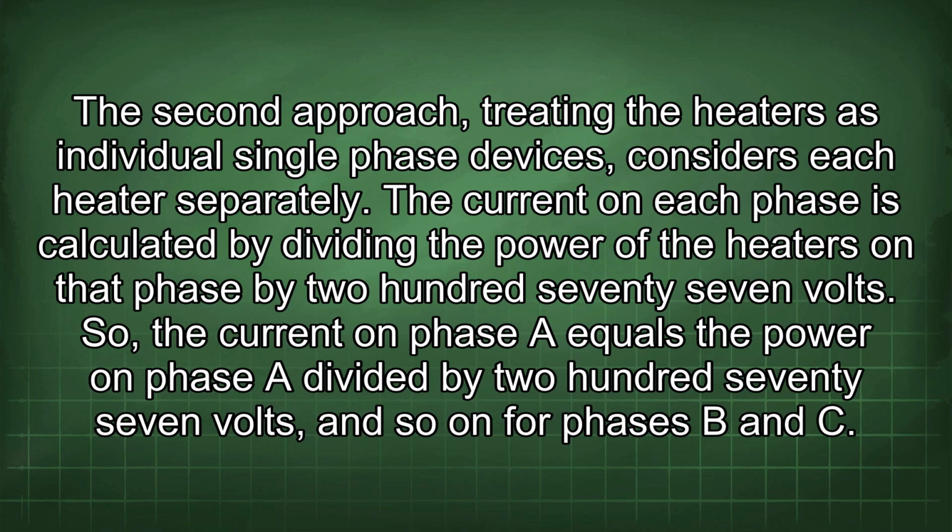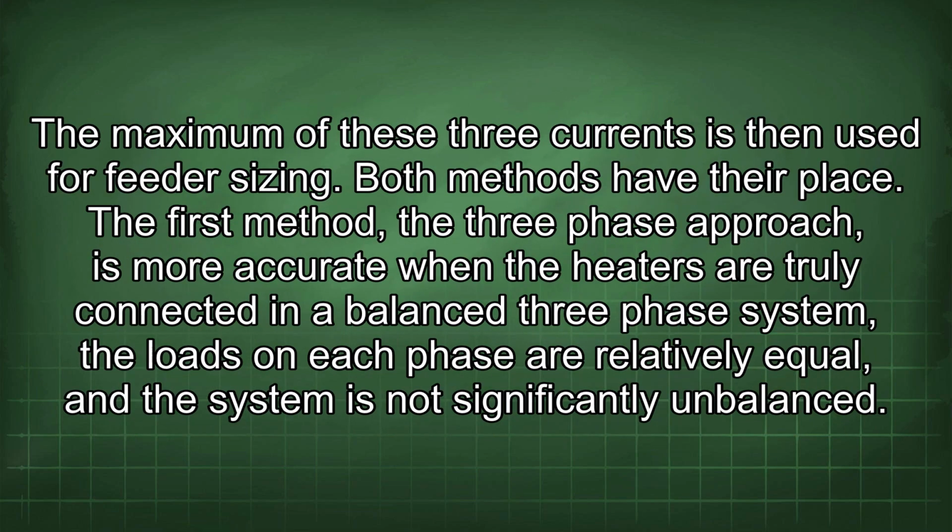The current on each phase is calculated by dividing the power of the heaters on that phase by 277 volts. So, the current on phase A equals the power on phase A divided by 277 volts, and so on for phases B and C. The maximum of these 3 currents is then used for feeder sizing. Both methods have their place.